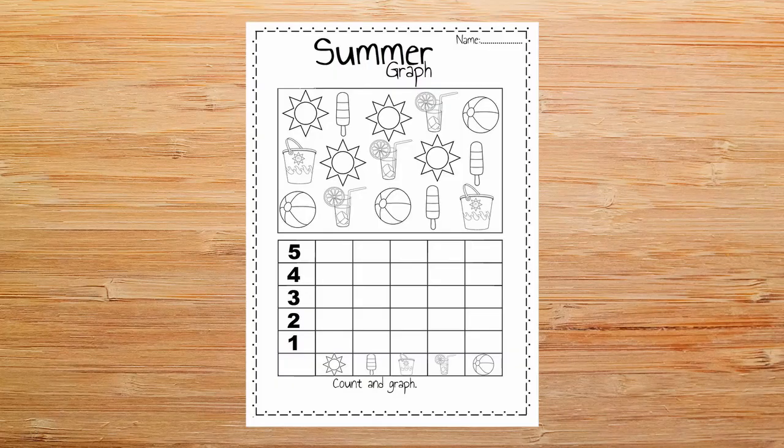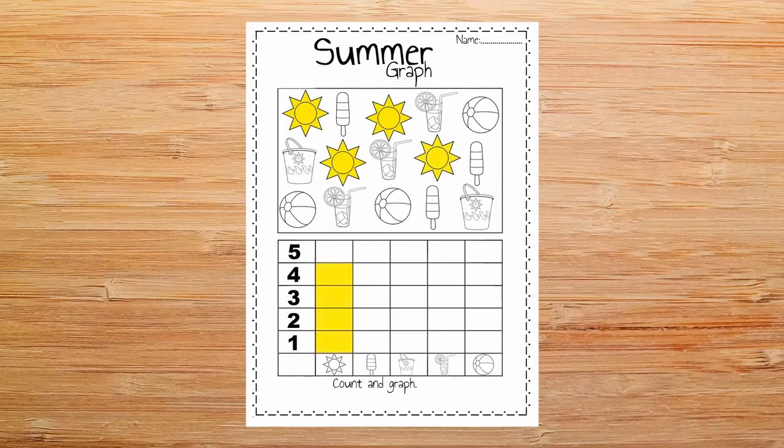Our third worksheet for this lesson is all about summer, graphing summer objects. Let's see which picture we will be looking for first. The pencil is pointing at the sun, so let's color in all the suns. Now I have finished coloring them in. Let's count them. 1, 2, 3, 4. Now we need to graph or show our findings below by coloring in 4 squares above the sun.